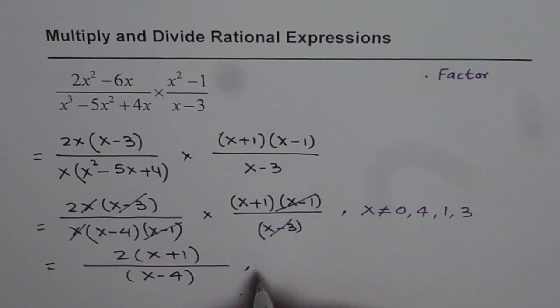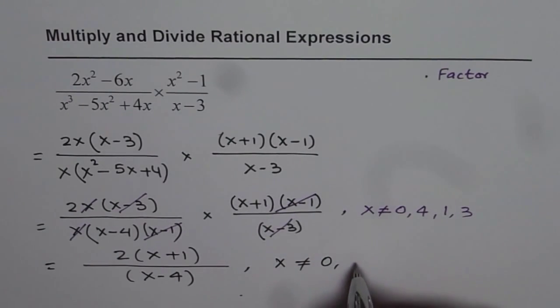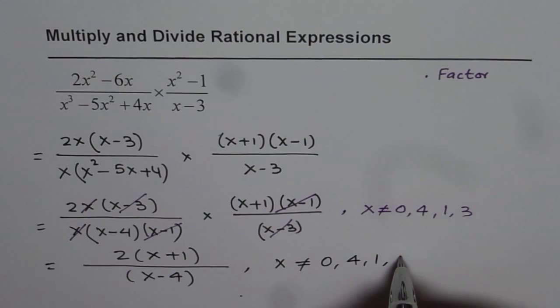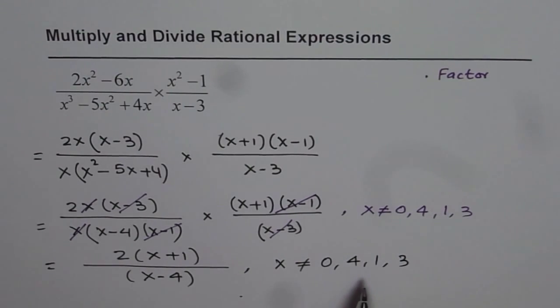So that is the result of multiplying these two rational expressions, and that is how we do. And remember, you should write down the restrictions along with your answer, which is 0, 4, 1 and 3. It was better if I would have written it as 0, 1, 3 and 4. Anyway, both are correct. So that is our solution.